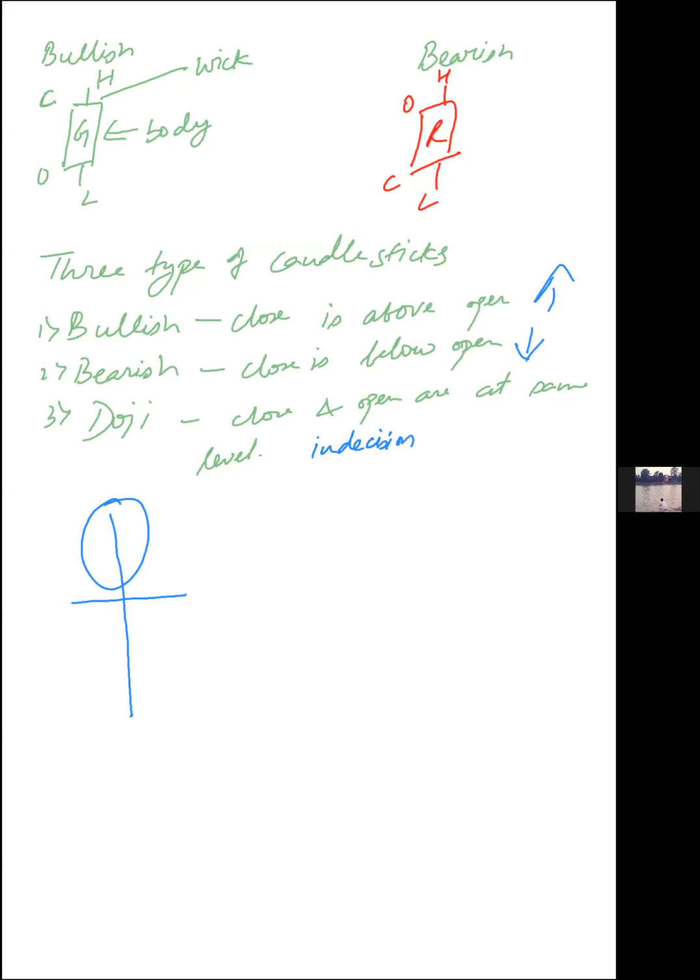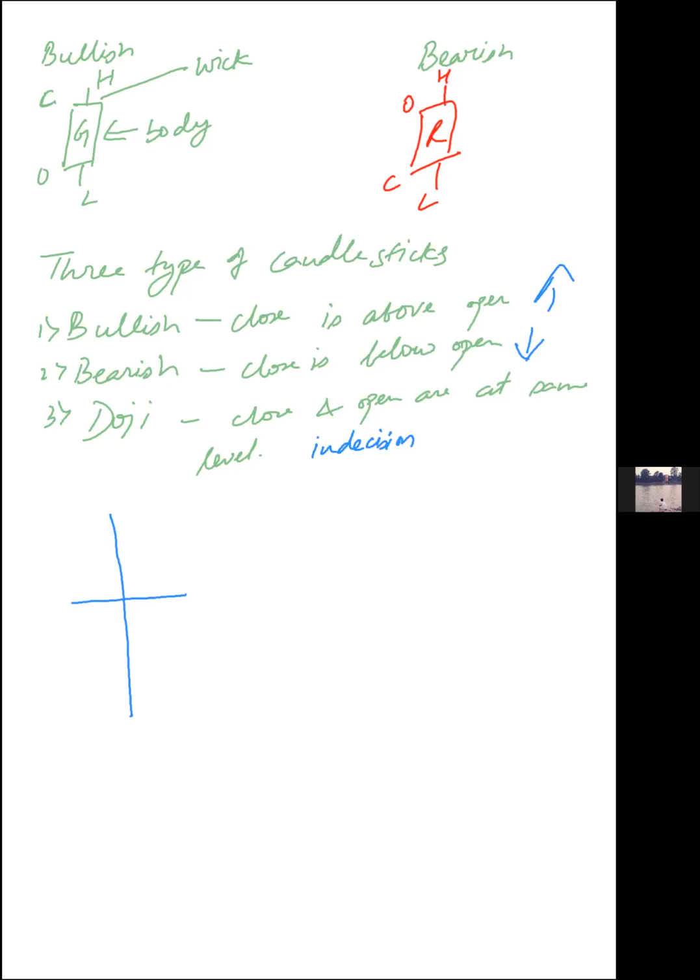I told you wicks signify indecision. There is some force at this point which is forcing it downwards, and again some force at this point which is forcing it upwards. That is why the long wicks have formed and there is no body present. Okay, this is why dojis help us find good support and resistance levels, or good target and stop loss levels in intraday.